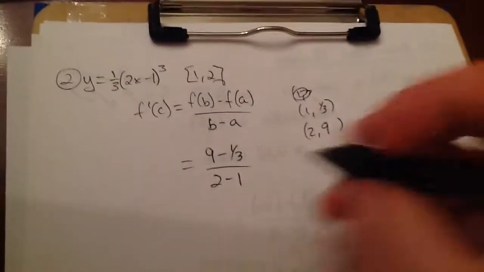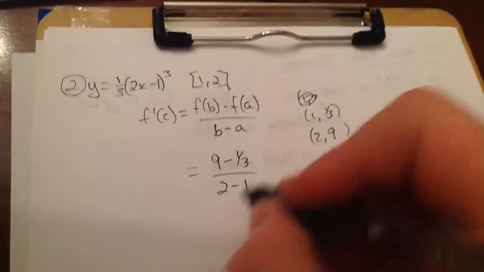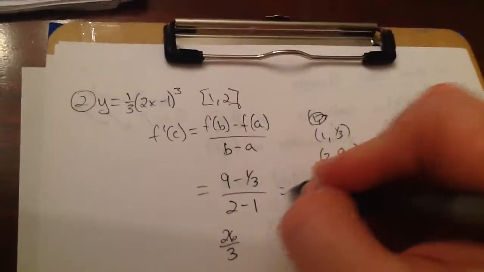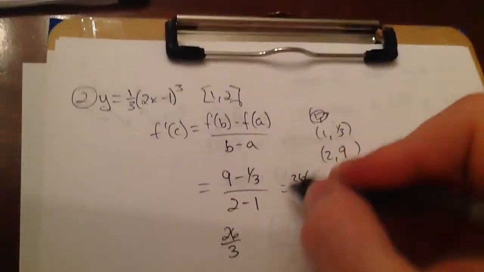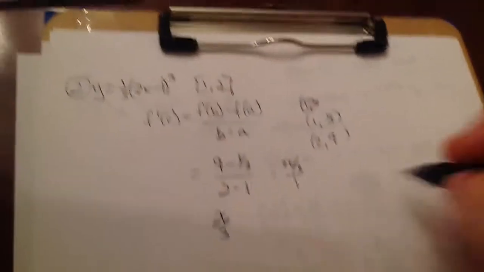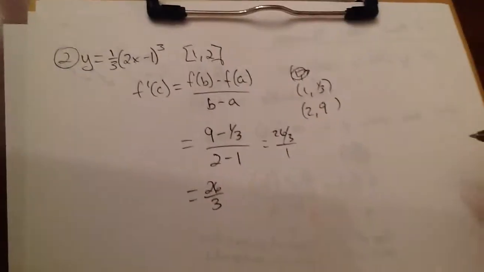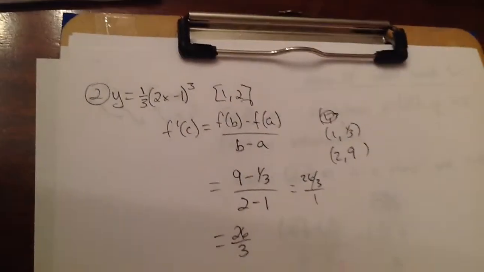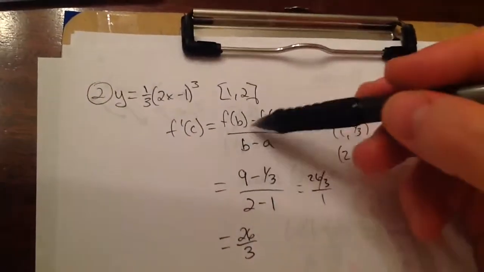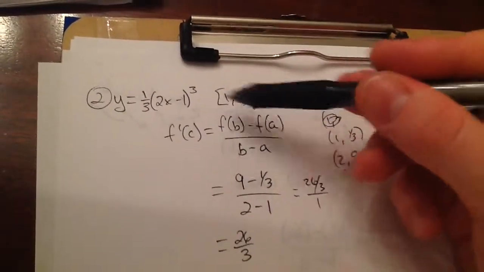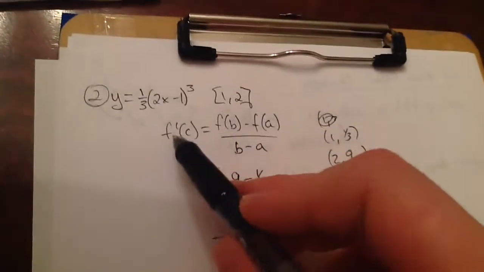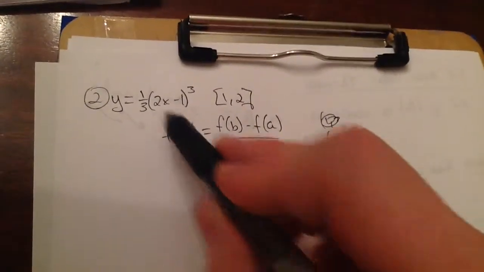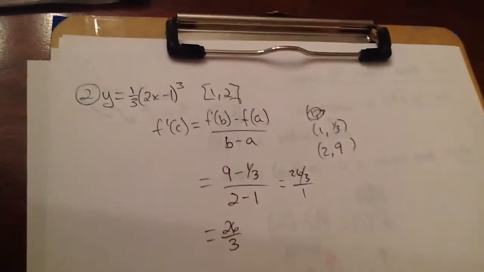That sucks. 27 thirds, right? That's 9 minus 1 third is 26 thirds. 2 minus 1 is 1. Probably going too fast again, but these are just fraction stuff. 26 thirds over 1. So I've got to figure out, where does the slope equal 26 thirds? Remember, all we did on that side is just find the slope between those 2 points for that curve. Now we'll figure out what value of x will make the slope 26 thirds.